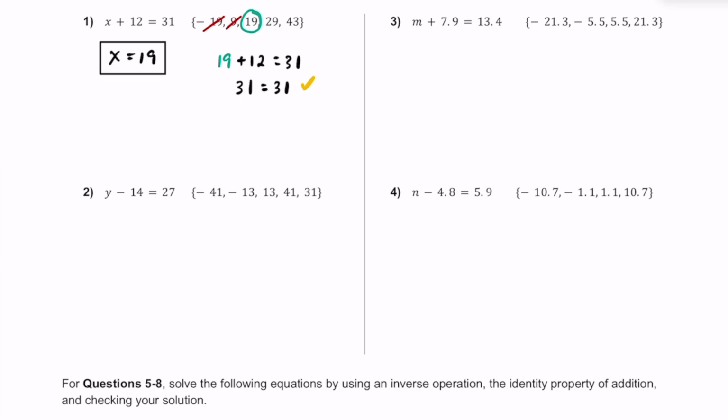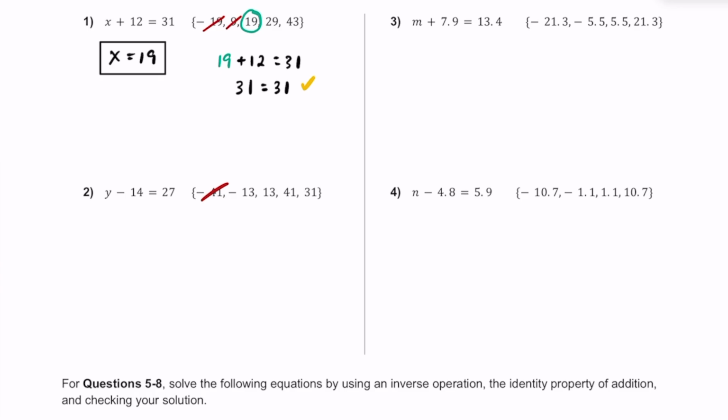All right, for number 2, we have y minus 14 equals 27. We have 1, 2, 3, 4, 5 different answer choices. One of these will be the solution, and we've got to find which one it is. For negative 41, if we substitute that in for y, negative 41 minus 14 is the same thing as negative 41 plus negative 14, which gets even more negative. So that can't be our answer.